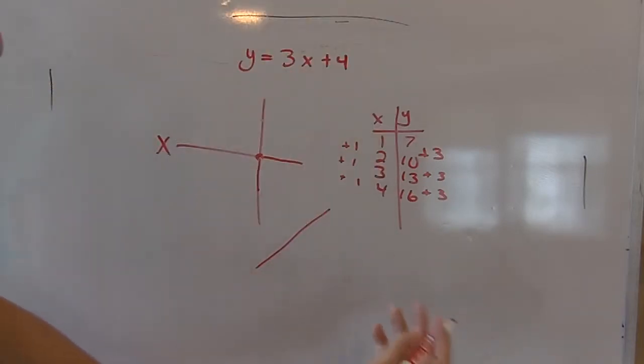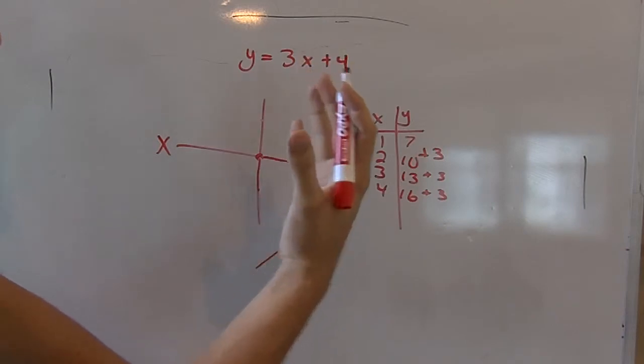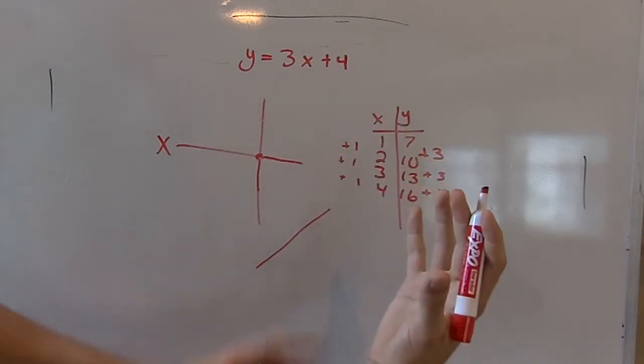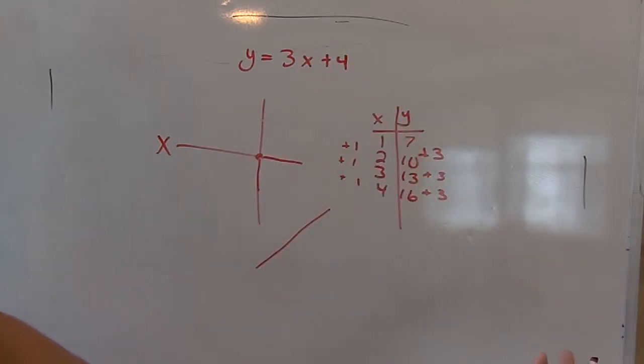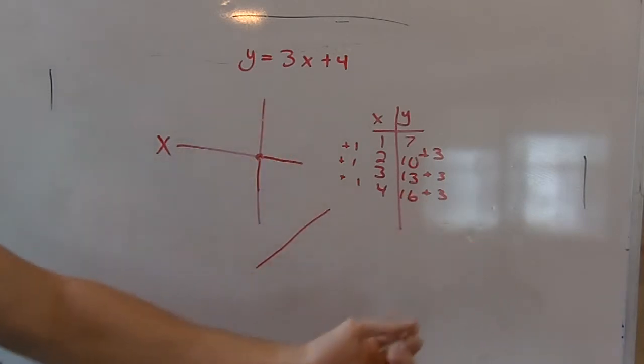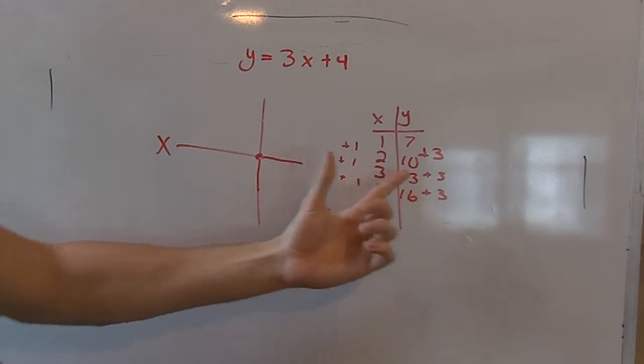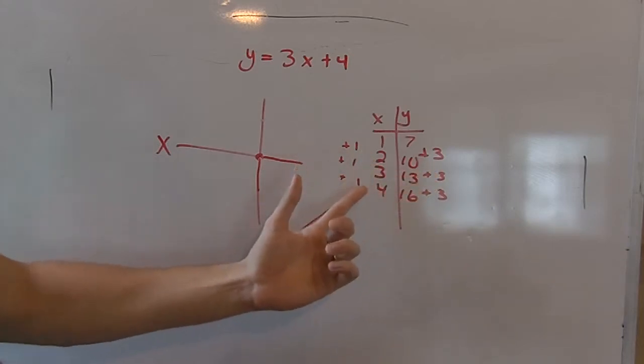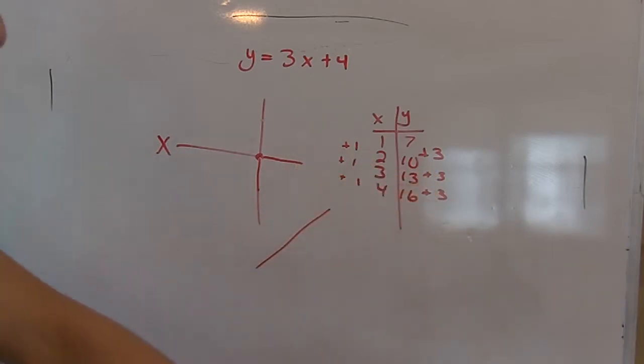And so what that means is every time I increase my x value, my x coordinate, my y is increasing by 3. My y coordinate is increasing by 3. So if I increase my x coordinate by 1, then my y goes up by 3. Increase x by 1, y goes up by 3. Increase x by 1, y goes up by 3. That rate of change between x and y is constant. Okay? So it stays the same.